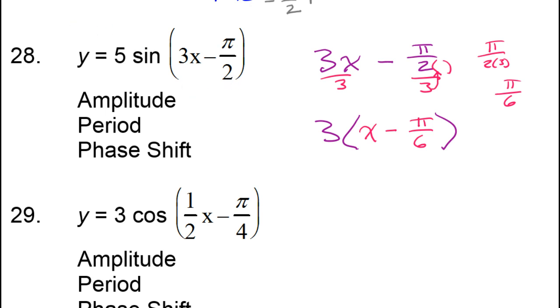So let's rewrite the equation in this form. So I now see that I have y equals 5 times the sine of, now inside of here I'm going to put this. So I have 3 times x minus pi over 6. Okay, now I can read what's actually going on.